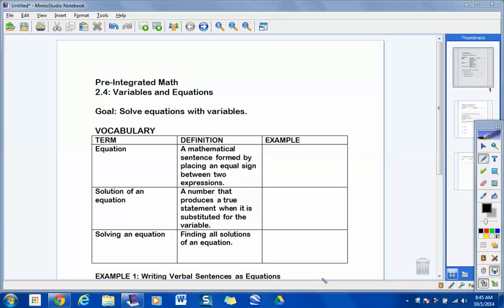Now today is going to be kind of the stepping stone or the starting point for solving equations as it would relate to variable equations. But honestly, just looking at 2.4 titled Variables and Equations, our goal today is to solve equations with variables.